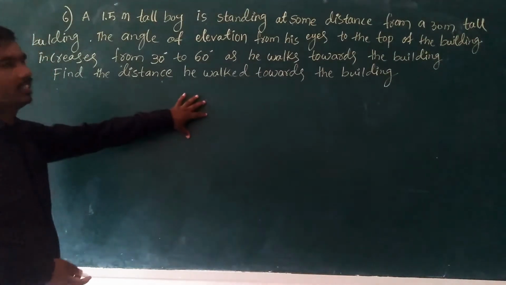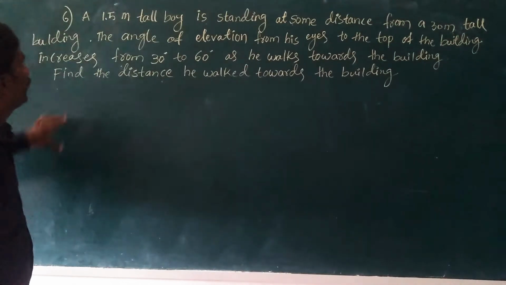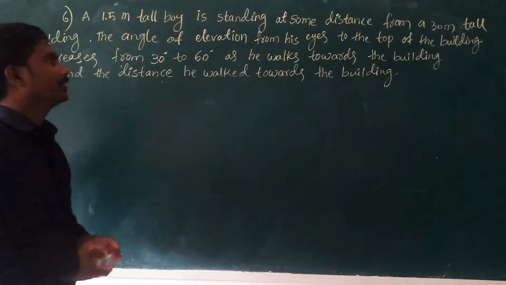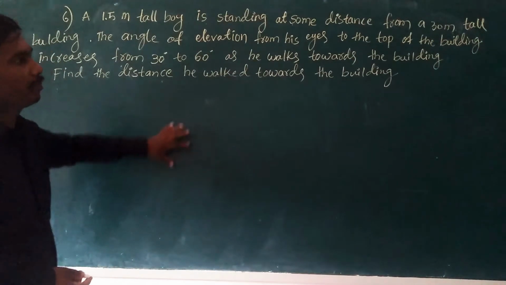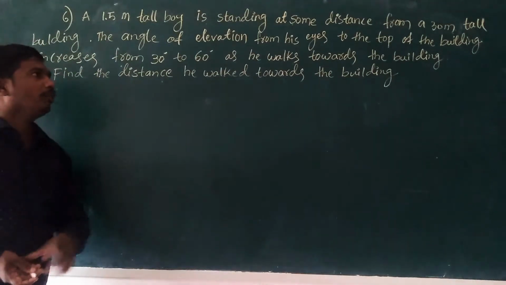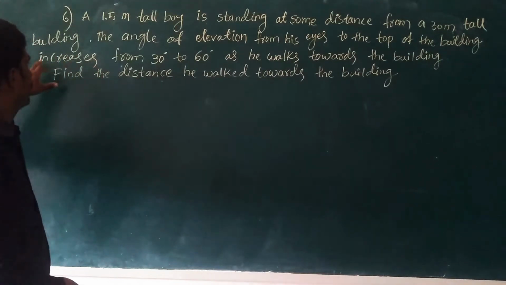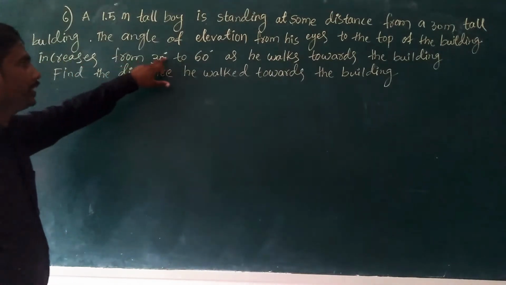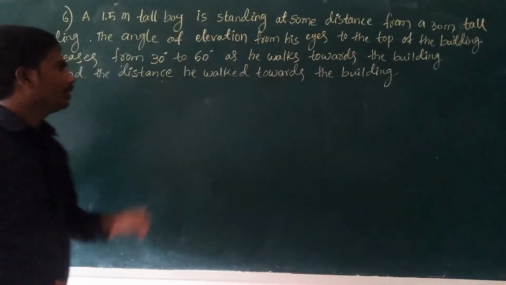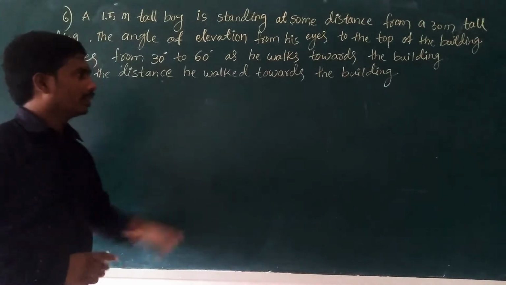9.1 Some applications of trigonometry. Sixth problem. A 1.5 meter tall boy is standing at some distance from a 30 meters tall building. The angle of elevation from his eyes to the top of the building increases from 30 degrees to 60 degrees as he walks toward the building. Find the distance he walked toward the building.